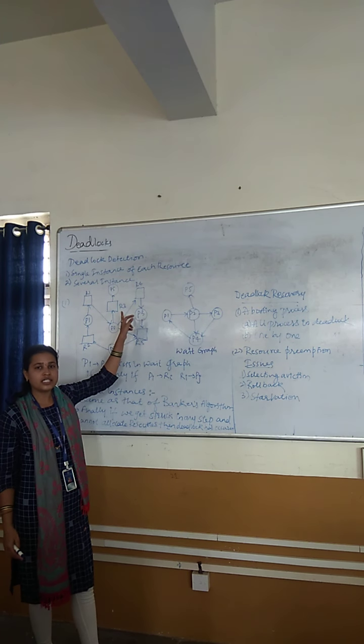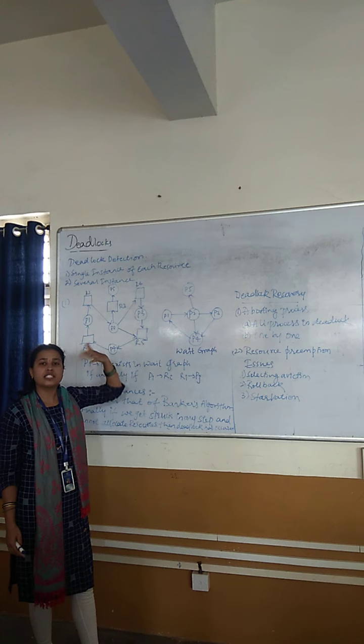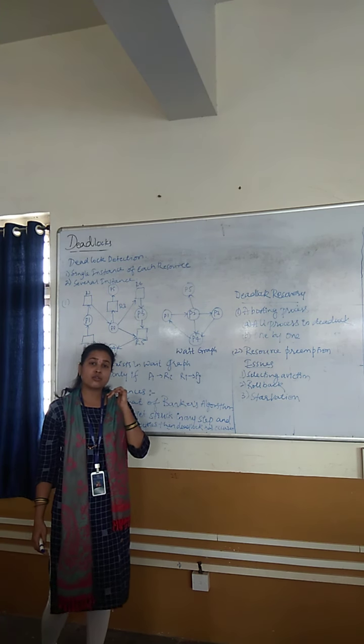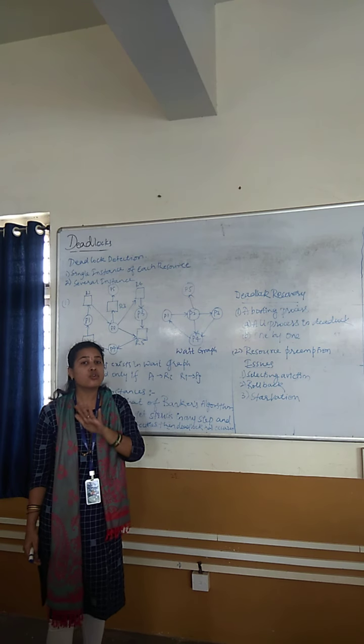So when there are several instances of a resource type, the Banker's algorithm is run. If the Banker's algorithm executes successfully, then there is no deadlock.